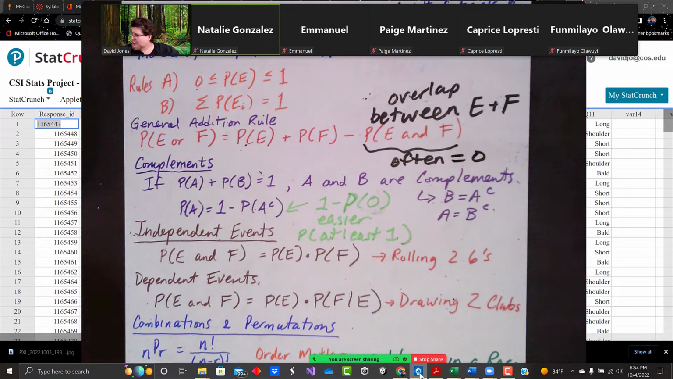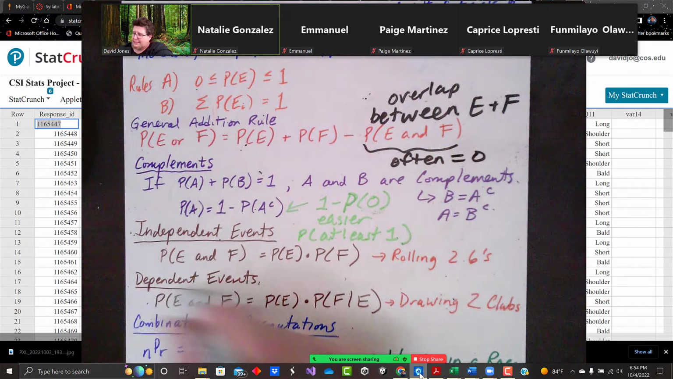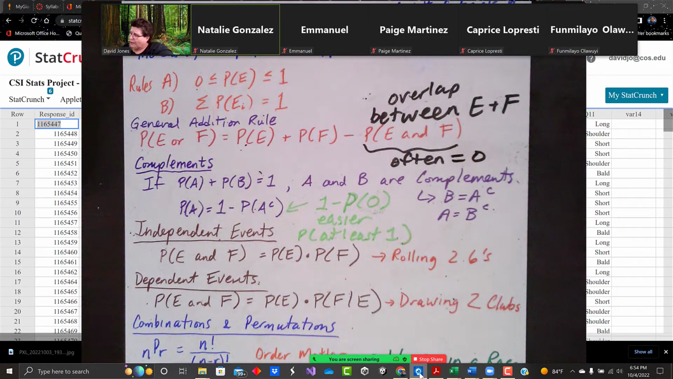We could have events be independent or not independent, effectively dependent. When they're independent, they do not affect each other. Like if I roll 2 dice, what I roll on the first die does not affect the outcome rolling on a second die. So finding the probability of E and F turns into multiplication.